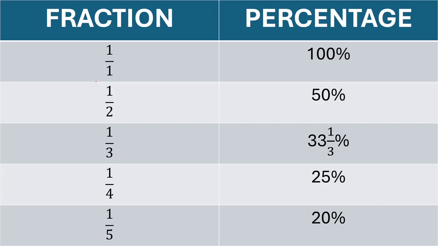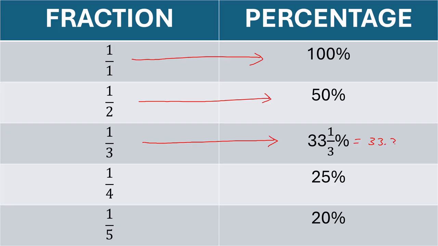So I have provided you this table. The fraction value of 1 by 1 is equal to 100%. The fraction value of 1 by 2 is equals to 50%. The fraction value of 1 by 3 is equals to 33 1 by 3%, which is also 33.33%. The fraction value of 1 by 4 is equals to 25%. The fraction value of 1 by 5 is 20%.